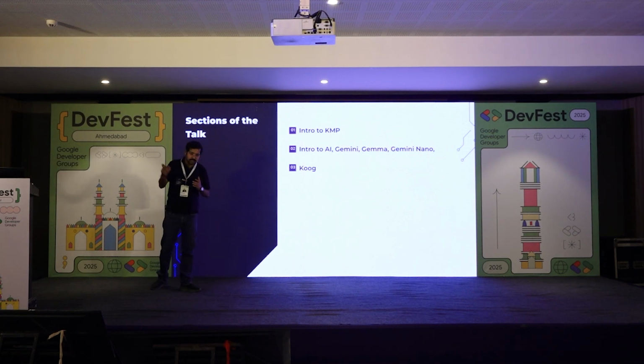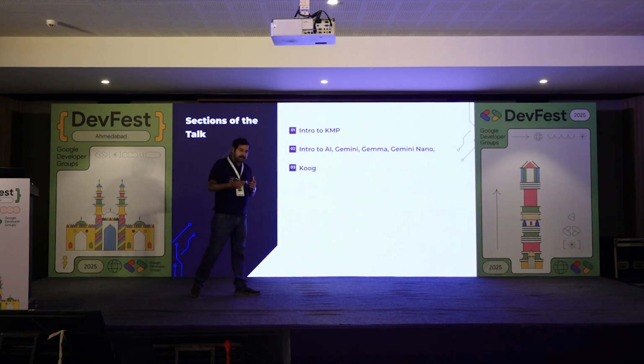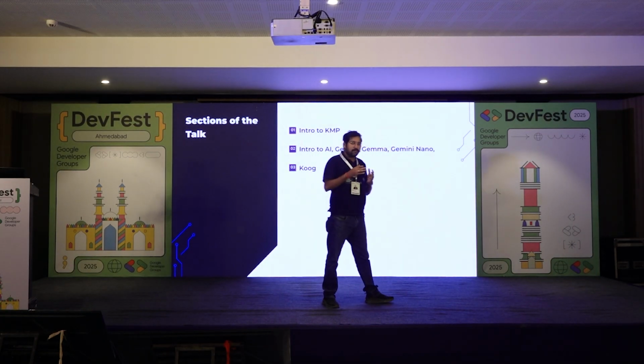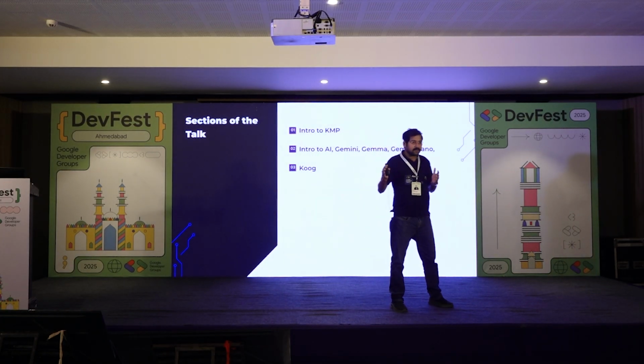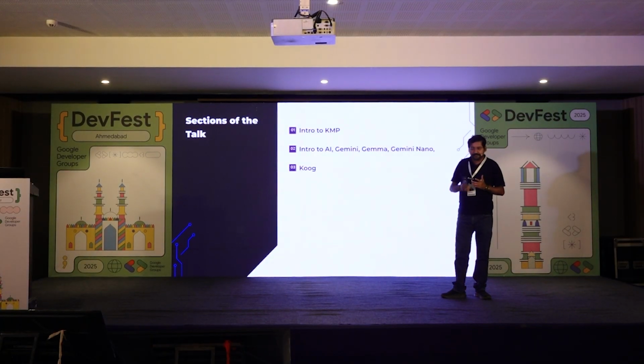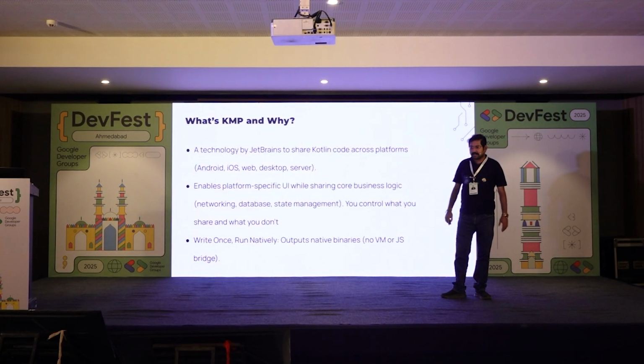This talk has 3 sections. One is intro to KMP, and another one is intro to AI, Gemini and Gemini Nano. We'll pace through first 2 parts because I want to focus on the third part, that is Koog. Okay, now with that, let's start.